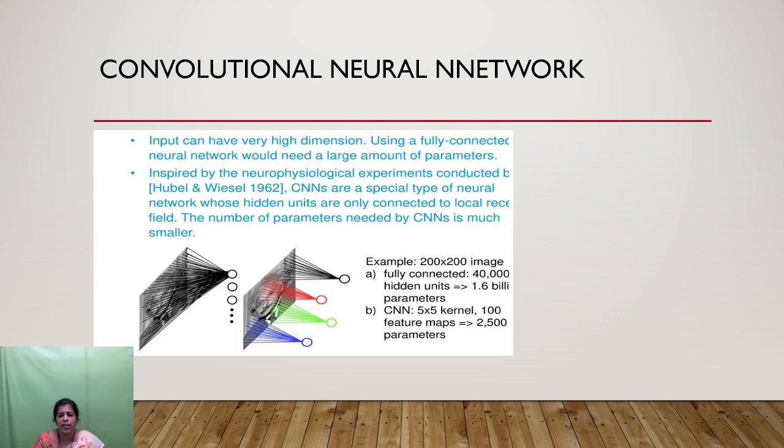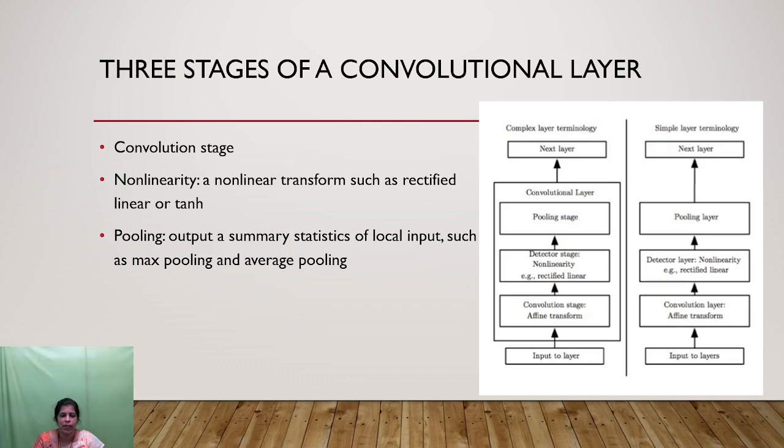Fully connected layers for 200 by 200 images would have 40,000 hidden units, whereas a small kernel with shared weights and feature maps needs only about 2,500 parameters. The three stages are the input layer, the convolution layer and the next layer. The convolution layer has the convolution stage, the detector stage and the pooling stage. In the convolution stage we use an affine transform, and the ReLU, the rectified linear unit, is used for the detection stage, followed by the pooling stage, and then the next, more complex level.